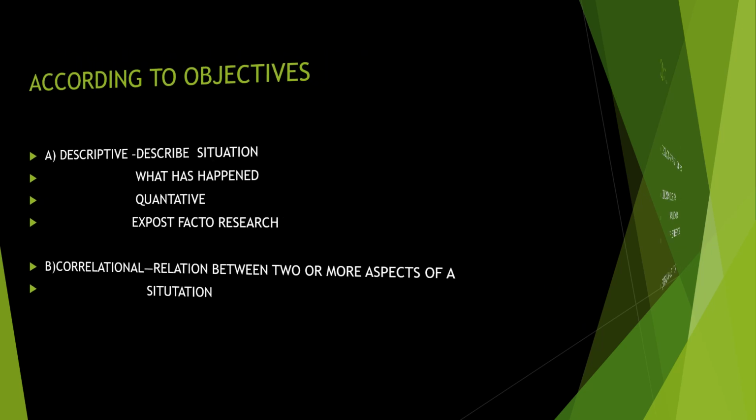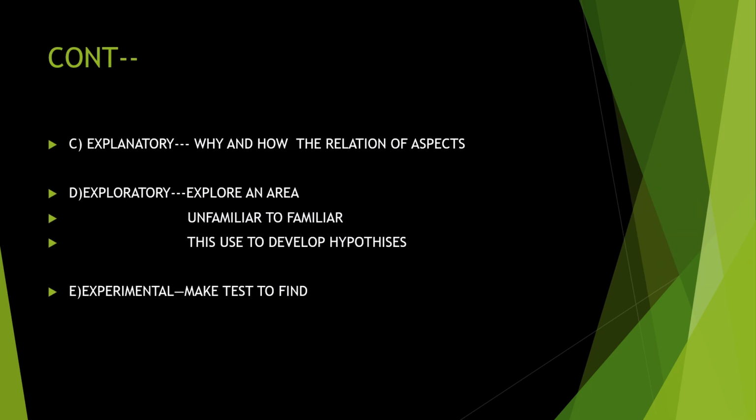Next is explanatory: why and how, the relations of aspects. Why and how it is happening. Why it is happening like this in India, and why it is not happening in Sri Lanka. You are explaining why it is happening here, why it is not happening in Sri Lanka, why it is not happening in Pakistan, why it is not happening in the UK. You are giving an explanation. That is the type of research we call explanatory research.